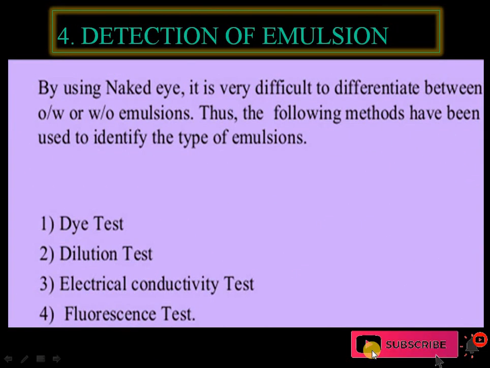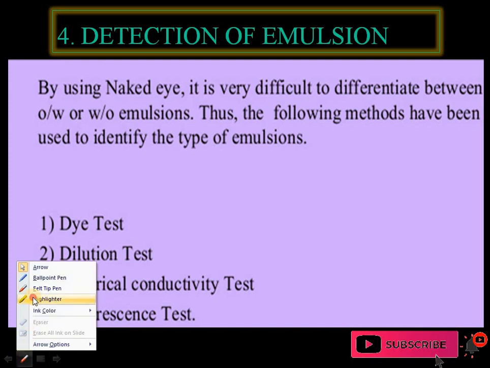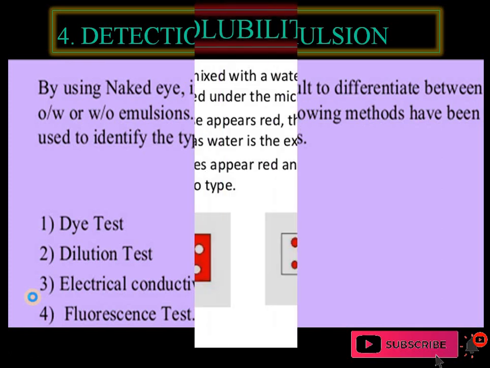Now next is how to detect the type of emulsion. By naked eye, it is difficult to differentiate whether it is an oil in water type emulsion or a water in oil type emulsion. Thus, we use methods to check the type of emulsion. First method is dye test, second method is dilution test, next is electrical conductivity, and the next method is fluorescence test. So we will discuss these tests one by one.